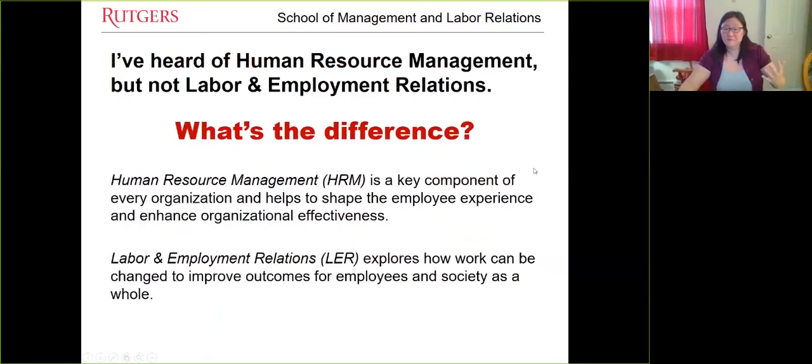And so a lot of people might be sitting there thinking, I've heard of human resource management, HRM, but I haven't really heard of labor and employment relations. So what exactly is the difference? HR or HRM is a key component of every organization. It helps shape the employee experience and enhances organizational effectiveness. HR tends to be within the realm of a particular company where the employees are working. Labor and employment relations takes a little bit of a broader approach. It explores how work can be changed to improve outcomes, not only for employees at a particular company or organization, but in society as a whole as well.